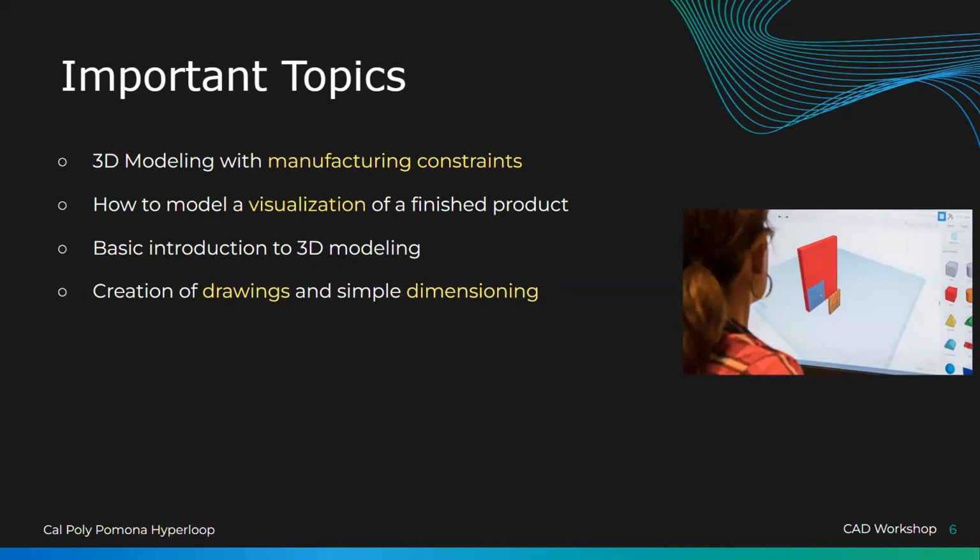Right. So something we're going to talk about today is 3D modeling with manufacturing constraints in mind, and how to show what your model looks like. We're not going to do drawing today, we'll do that next week. But I do have a sample drawing here of the part if any of you need to see it. And so we'll talk about how to do this next week.